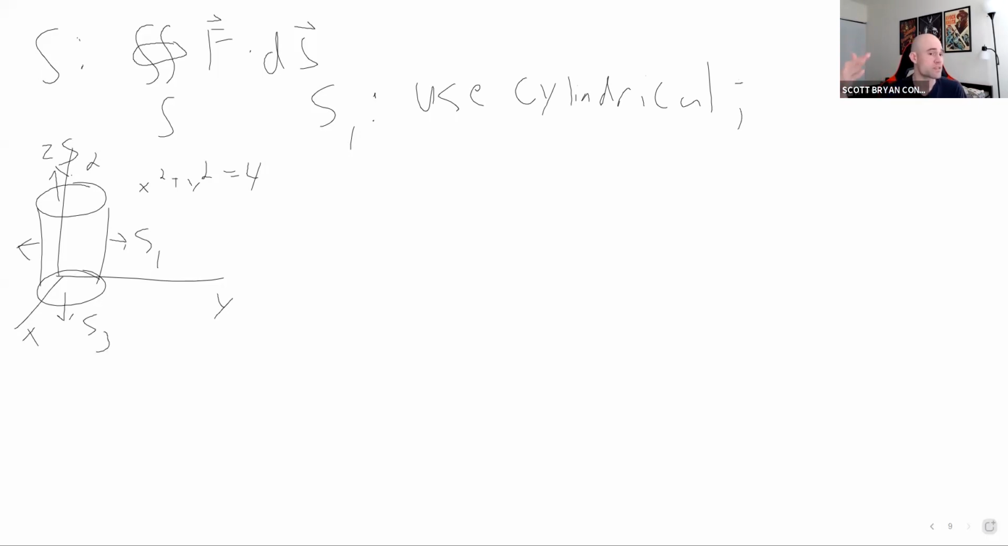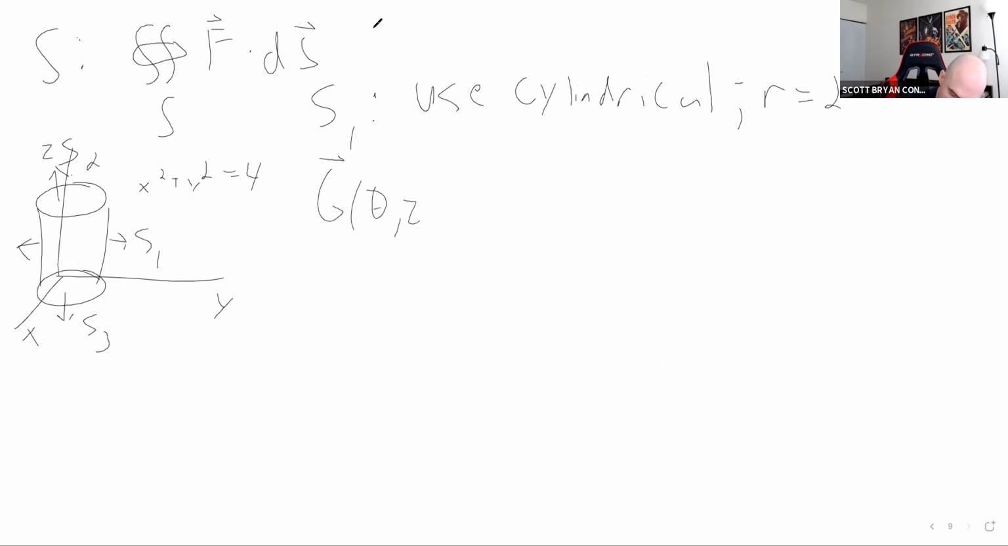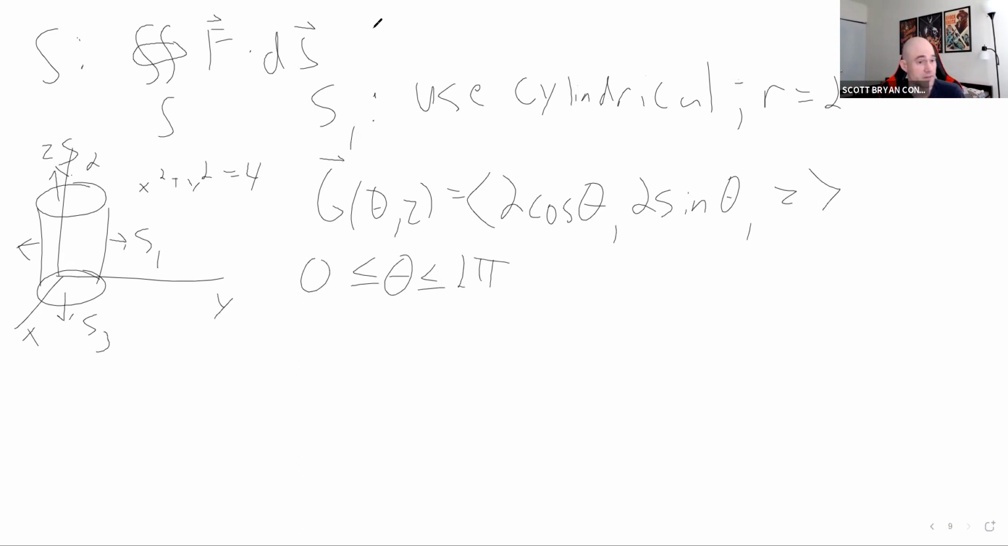So x squared plus y squared equals 4 in cylindrical is r equals 2. And so r is gone now, and we're left with theta and z. X, instead of r cos theta, is 2 cos theta, because r is 2. Y is 2 sine theta, instead of r sine theta. And z is still z. Theta goes from 0 to 2 pi, because we're going all the way around the z-axis, and z goes from 0 to 5.